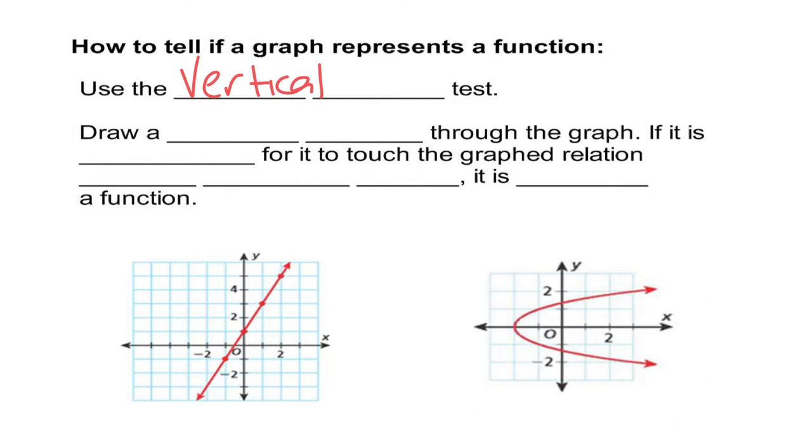The vertical line test basically means you're going to draw a vertical line through the function. And if it is possible for that line to touch that function more than once, then automatically you know it is not a function.